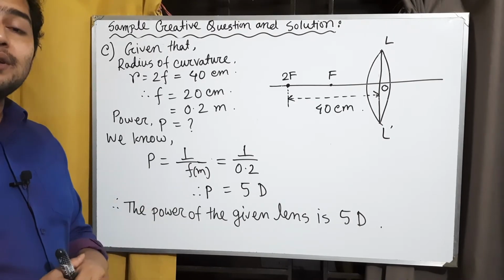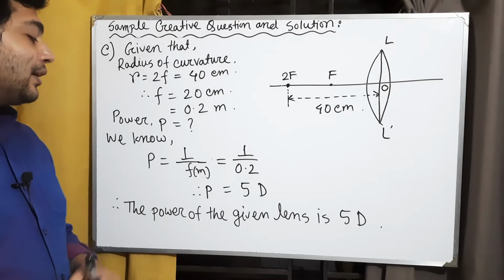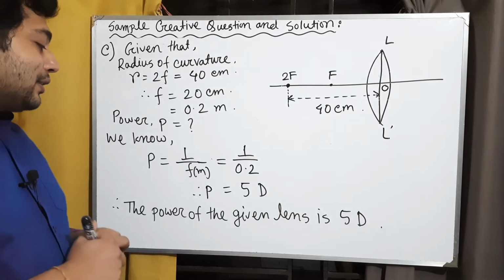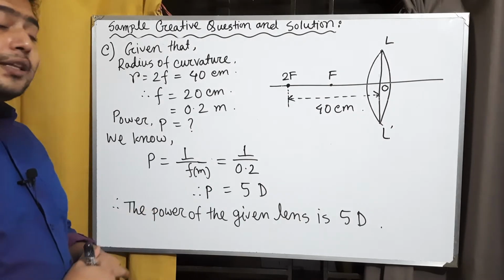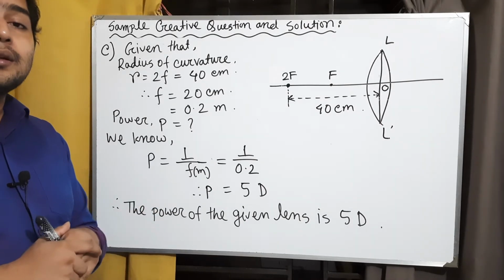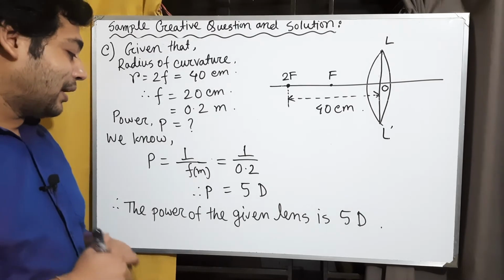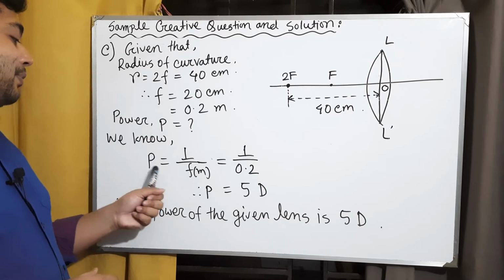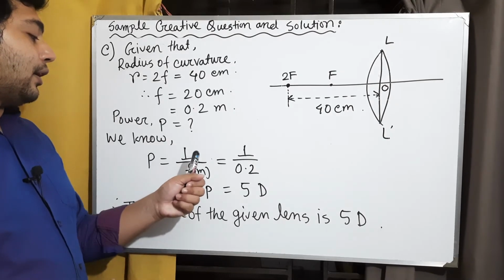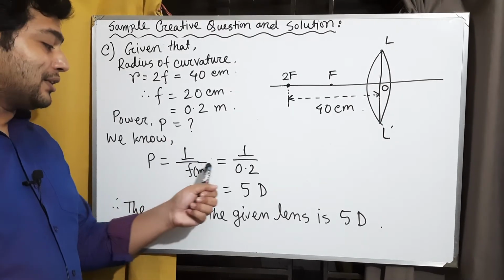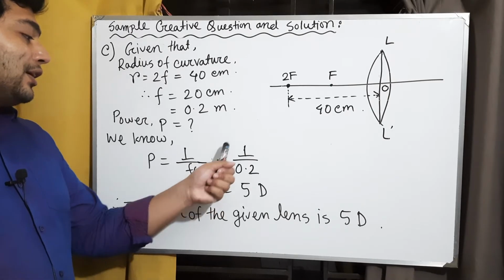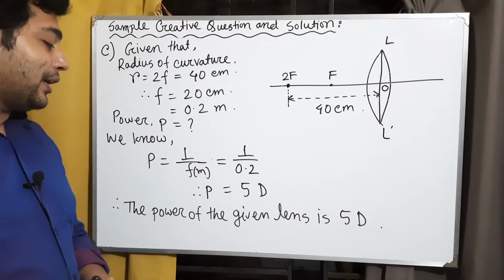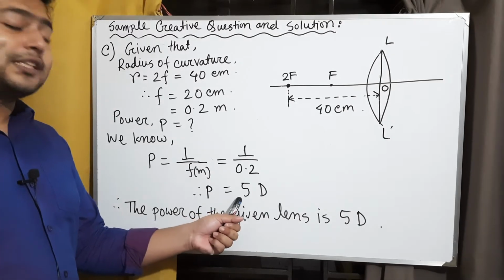You should always remember this. For determining power, the focal length must always be in meter unit. So P equals 1 by f, where f is in meter unit, so we can write 1 by 0.2. After calculating this, we get the value 5.